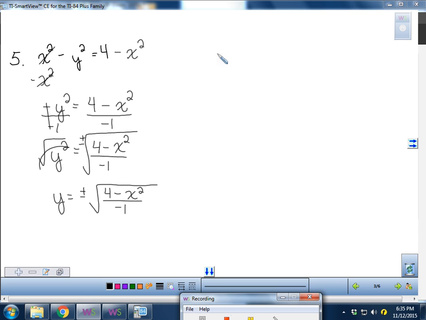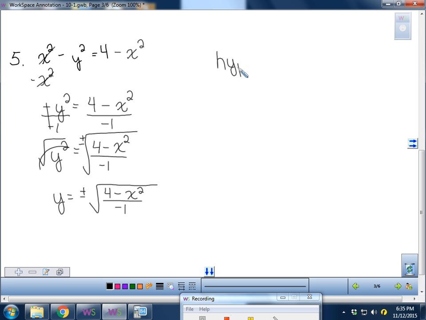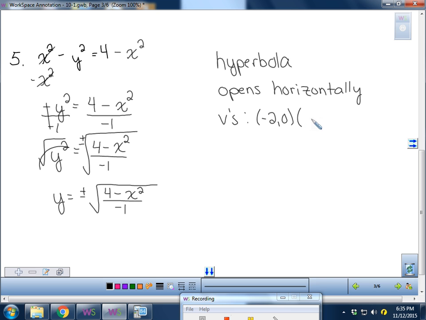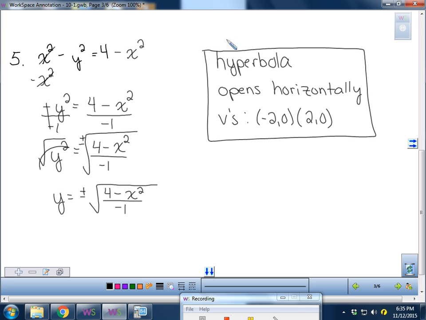This is a hyperbola. It's kind of like hyper and then bola, but you don't say it like that. It's a hyperbola. It opens horizontally. Yes, spell that out. And I have vertices at negative 2, 0 and 2, 0. And that's all the information it needs. So if it looks like two parabolas, that's called a hyperbola.